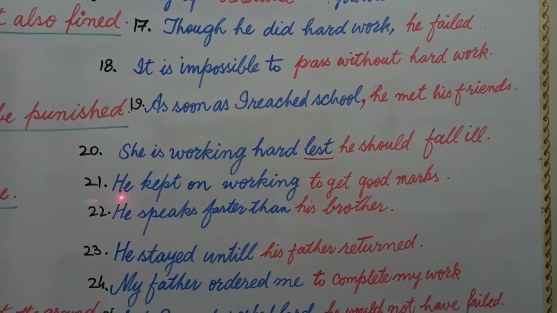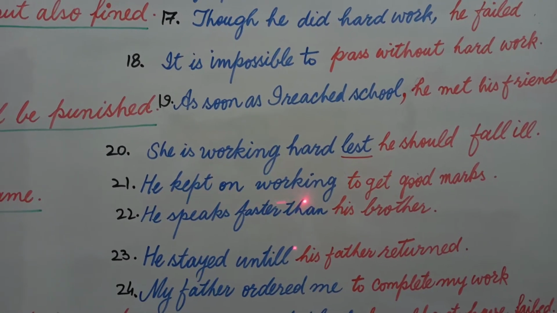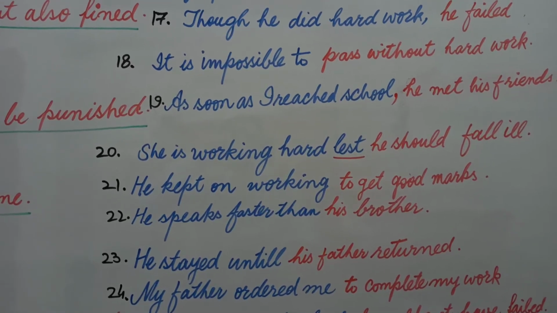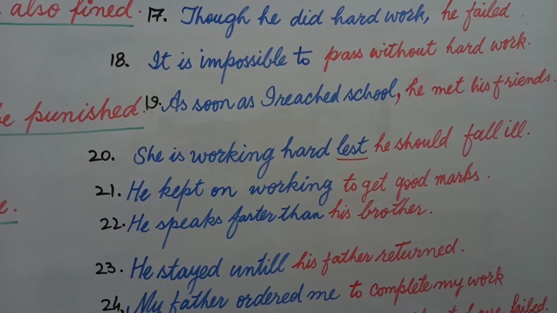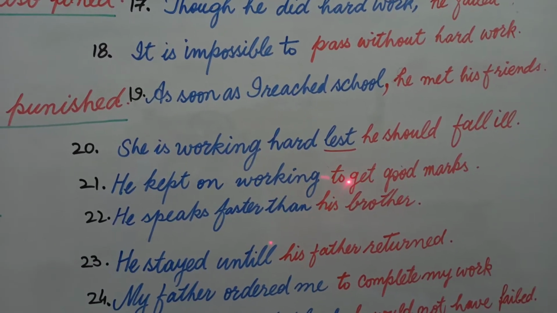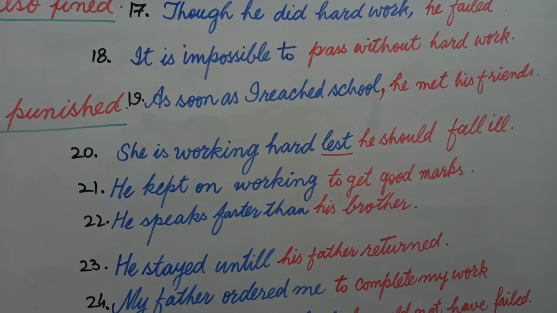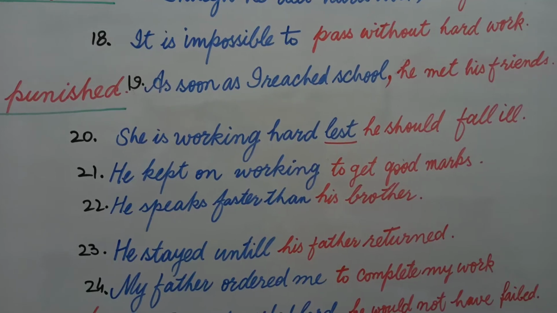In question number 21, he kept on working. This is a very good part of a sentence, and you can complete this sentence in so many various ways. It means to get good marks, so that he made good marks, so he passed. So many things are there.